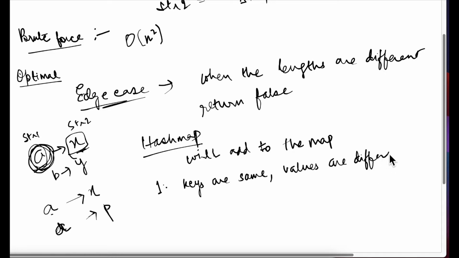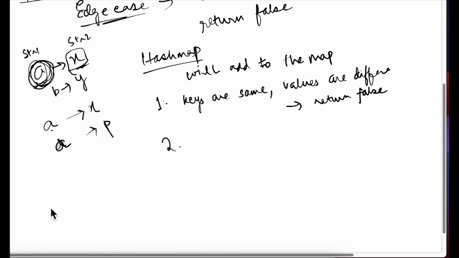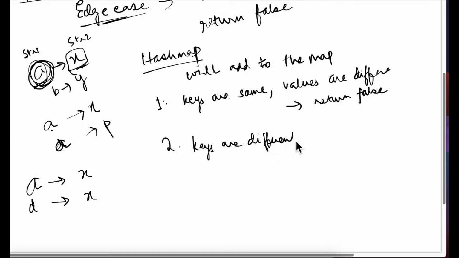If that's the case, return false. Or it can also be something like A is pointing to X and there is another character, let's say D, which is also pointing to X. In here also there is no one-to-one map. So what will be this case? The keys are different, values are same.